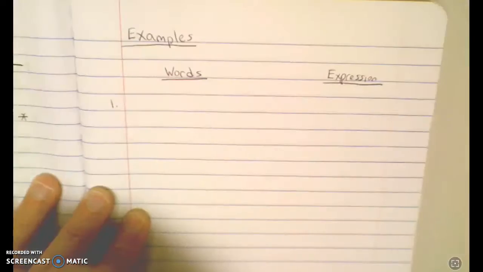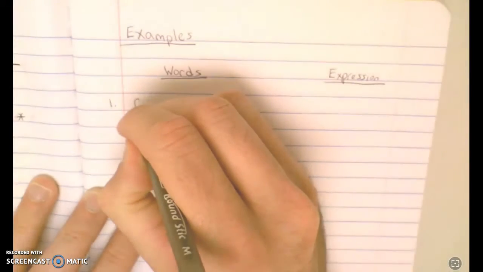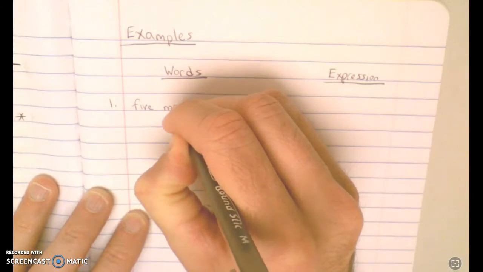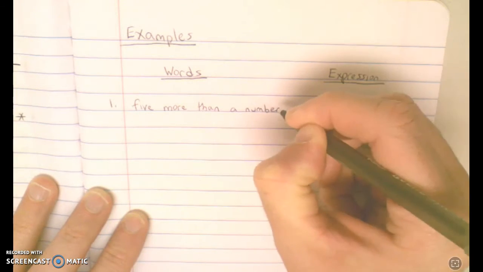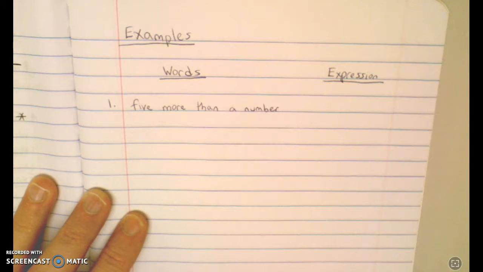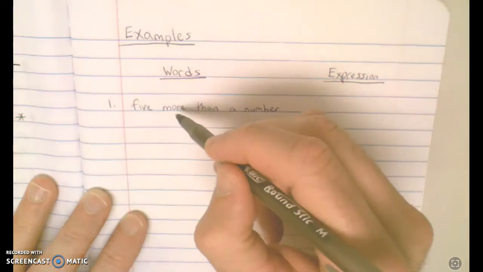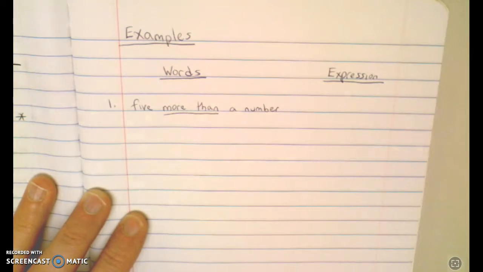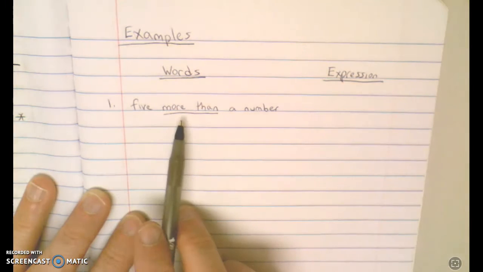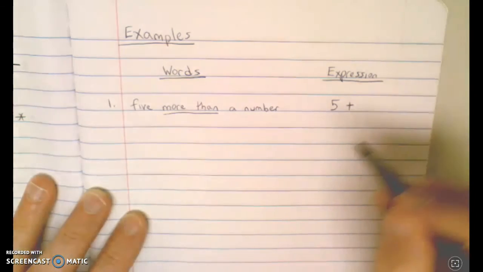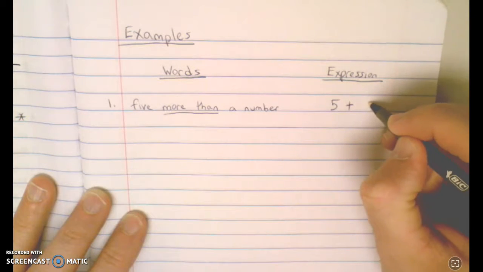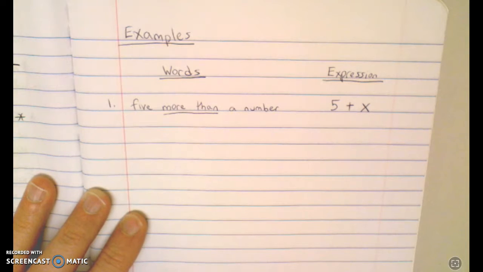So the first one we'll do is 5 more than a number. So when I see that word, I'm looking for those keywords that tell me certain operations. So in this case, it's the words more than. And if you look over at my chart on the previous page in my notes, 5 more than referred to addition. So the expression for this is 5 plus some number, and then normally when you use a variable for a number, we use the letter x. So in words, 5 more than a number is 5 plus x.